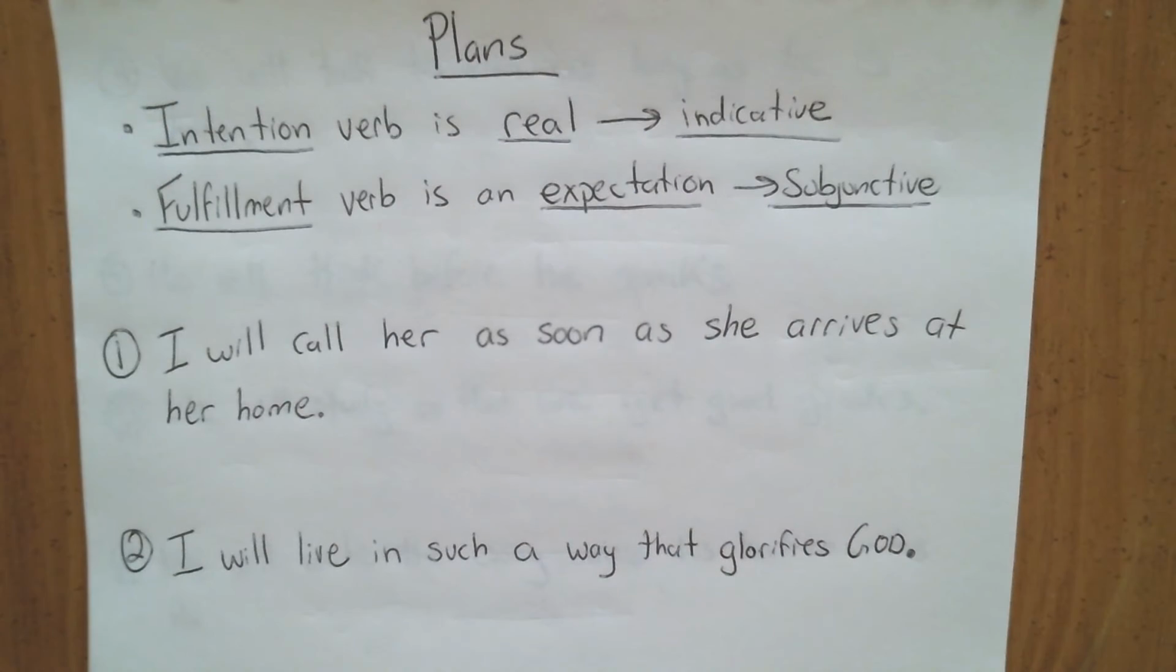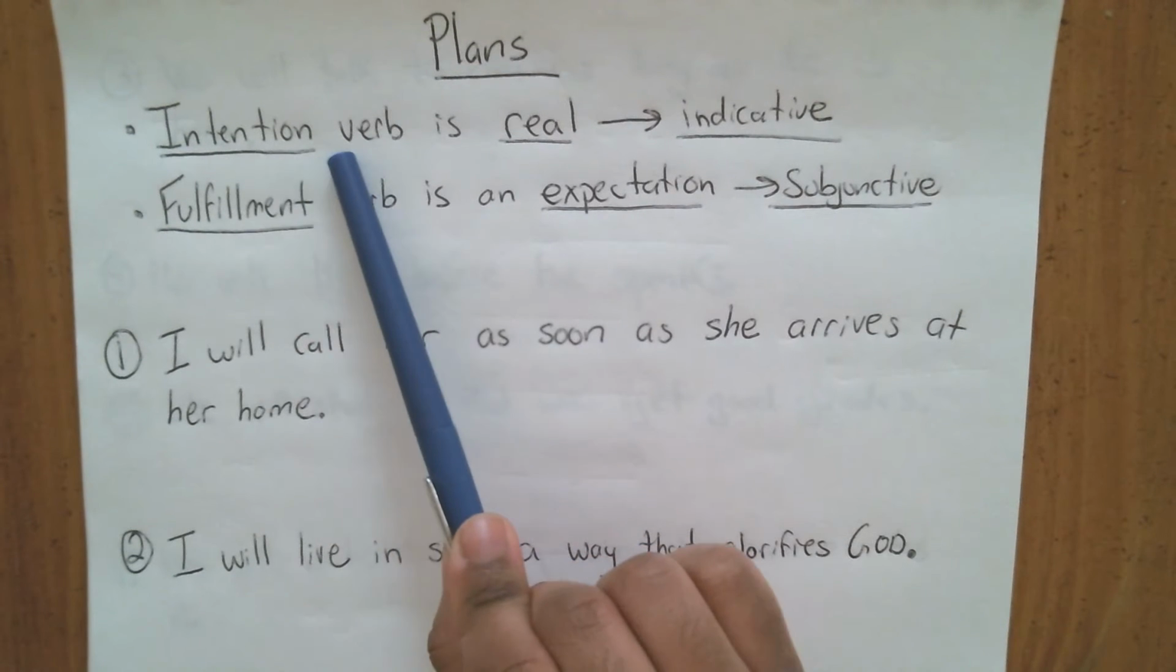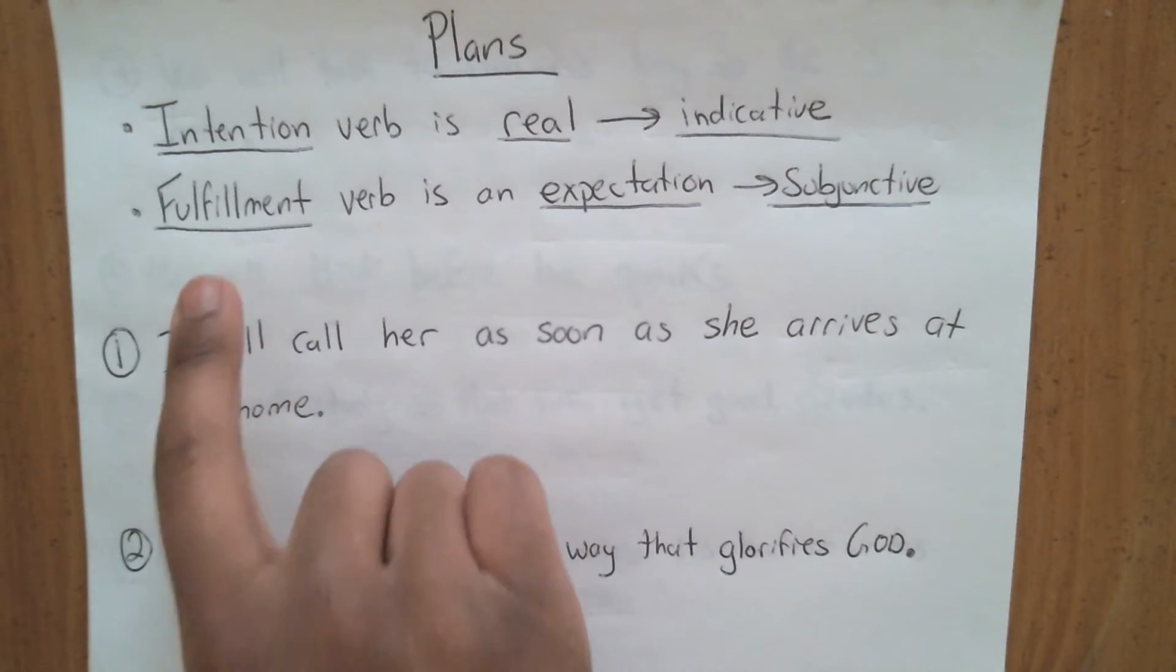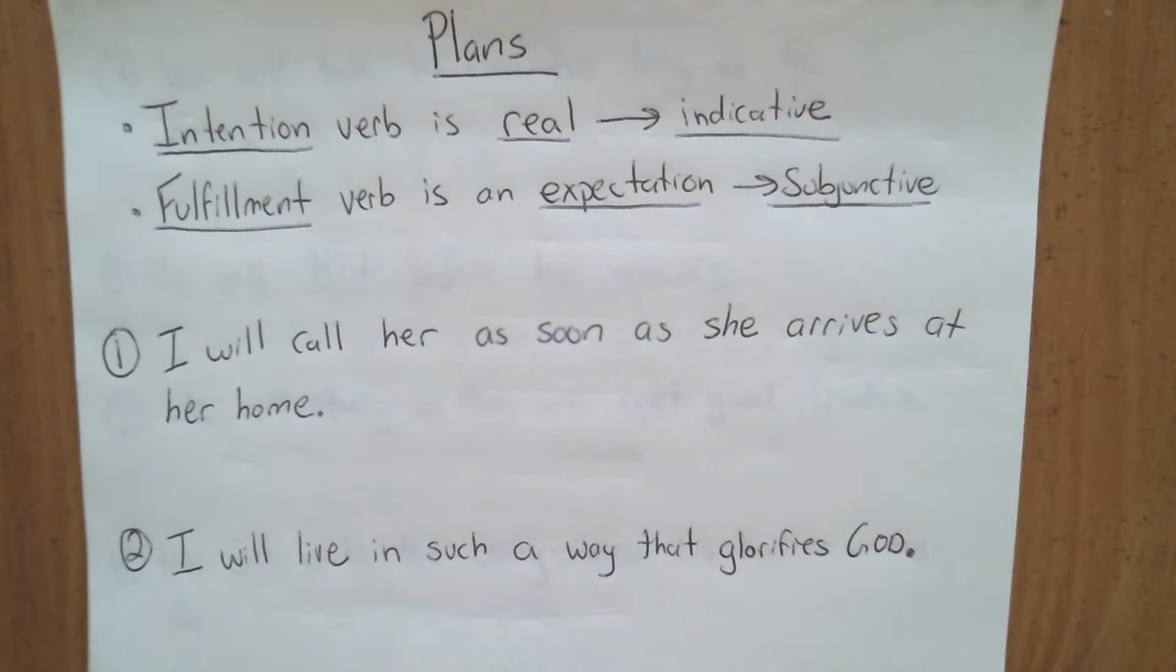Now we get to the last scenario in which in Spanish the subjunctive is used to convey an uncertainty or an expectation. And that is when you're talking about plans for the future. So the verb that expresses your intention is real. You really do want to do something. So the verb that is talking about what you want to do is going to be indicative. It's just your regular conjugation because you're talking about something you actually want to do. But the verb that fulfills that want, or the verb that would satisfy that plan, or the verb that would make your plan happen, it hasn't happened yet.